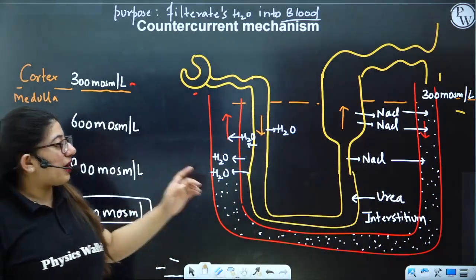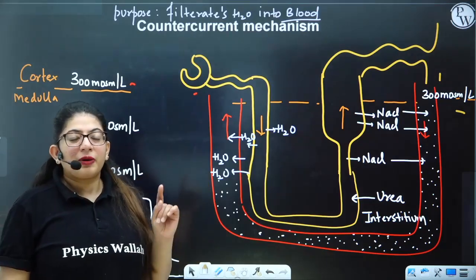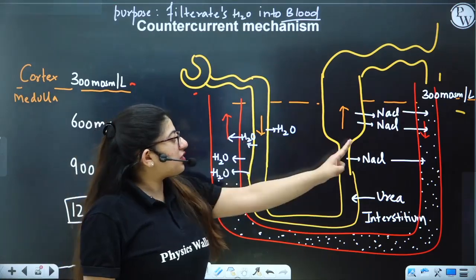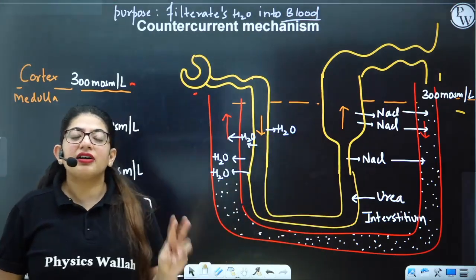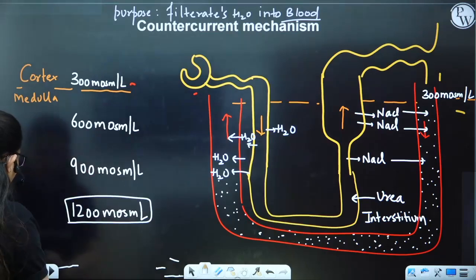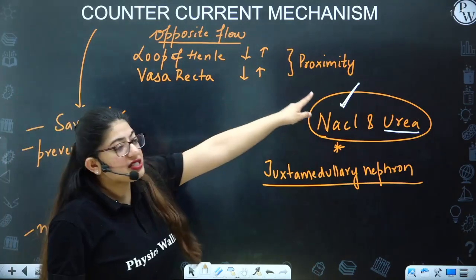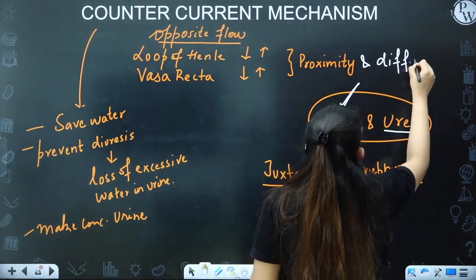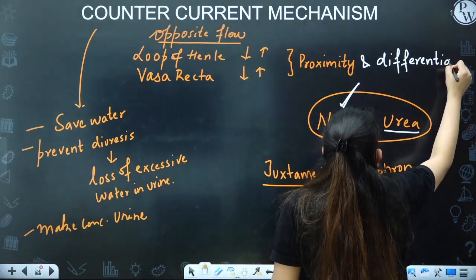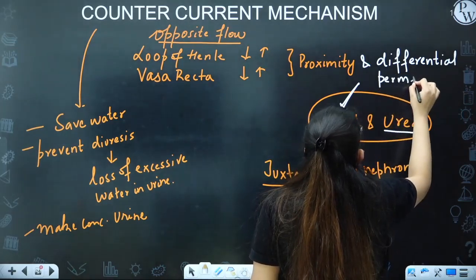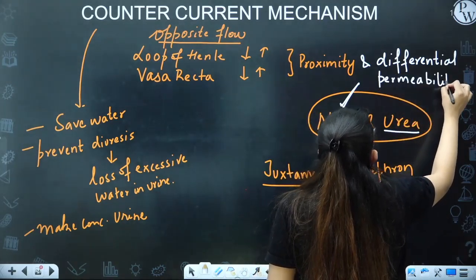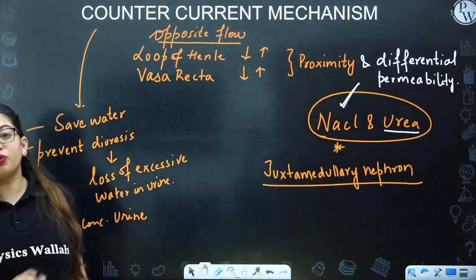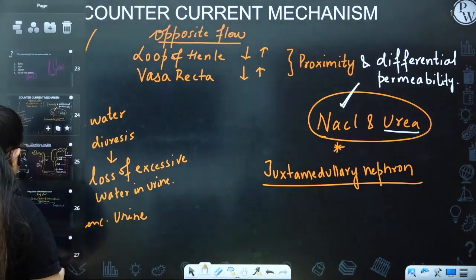So all thanks to NaCl and urea, plus, first, the proximity of the vasa recta and loop of Henle. Second, the differential permeability of them. And third, the opposite flow. So one more point that you have to know: first is their proximity and their differential permeability. If any of these things were not there, the countercurrent would not function. Because they have all these things, the countercurrent is working so well. All right, I hope that makes sense to you now.